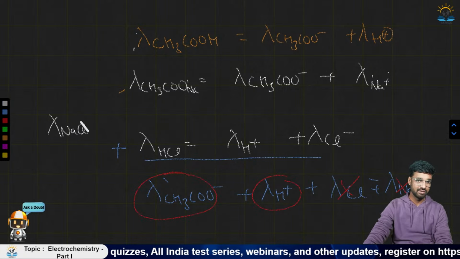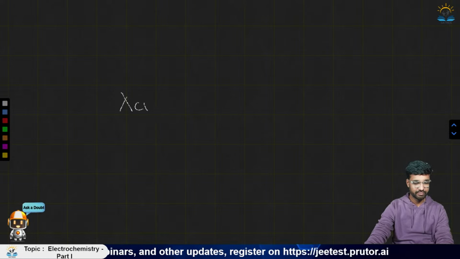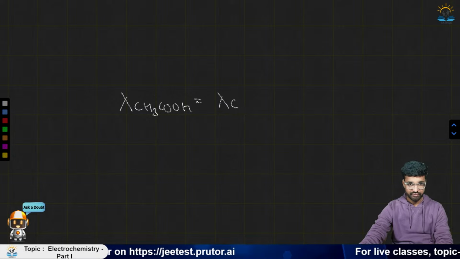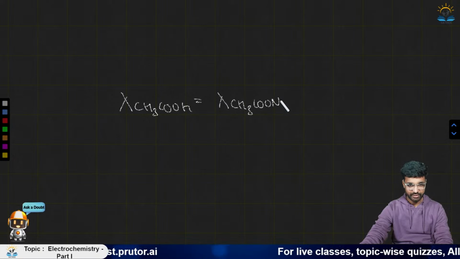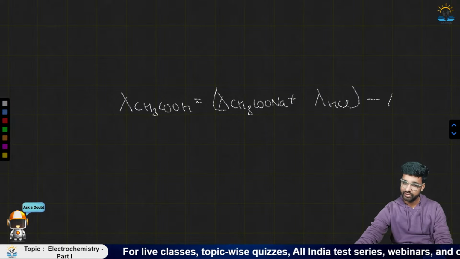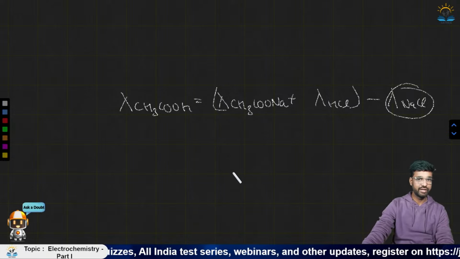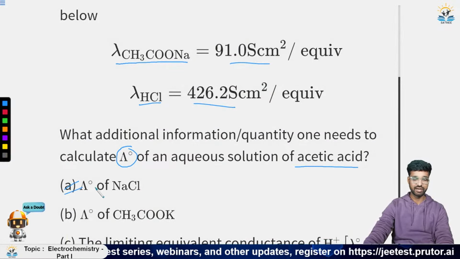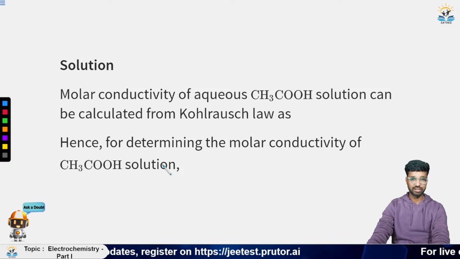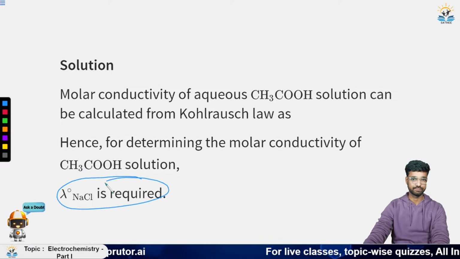So finally we can write that lambda of CH3COOH is equal to lambda of CH3COONa plus lambda of HCl, whole minus lambda of NaCl. If we have NaCl, then we can calculate this answer. So this one is the correct answer here. The solution says the same: according to Kohlrausch's law, for determining the molar conductivity of CH3COOH solution, we need NaCl.